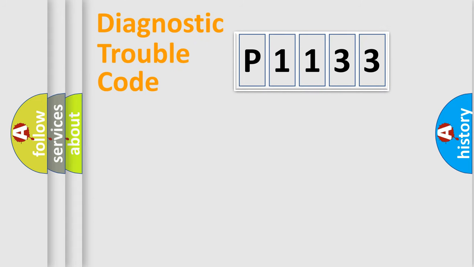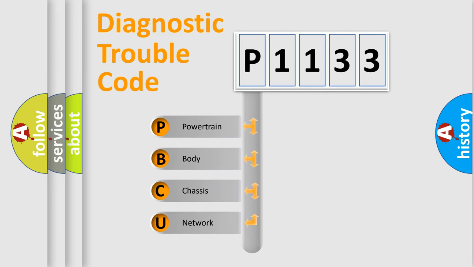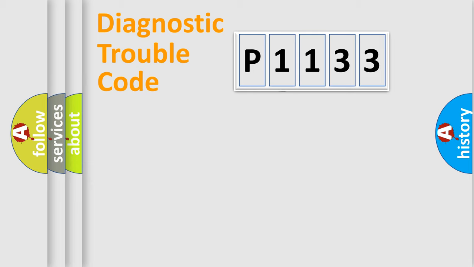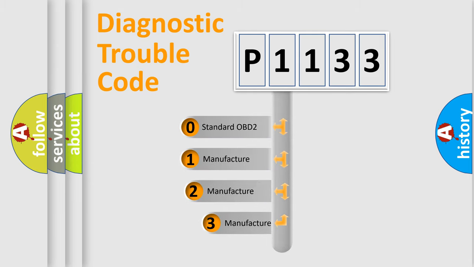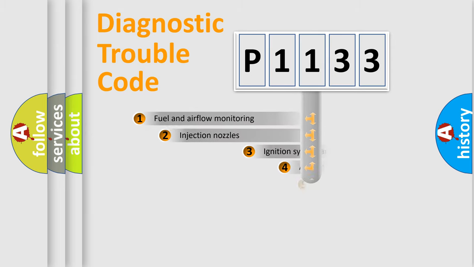Let's do this. First, let's look at the history of diagnostic fault code composition according to the OBD2 protocol, which is unified for all automakers since 2000. We divide the electric system of the automobile into the four basic units: powertrain, body, chassis, network. This distribution is defined in the first character of the code. If the second character is zero, it is a standardized error. In the case of the numbers 1, 2, 3, it is a manufacturer-specific error.